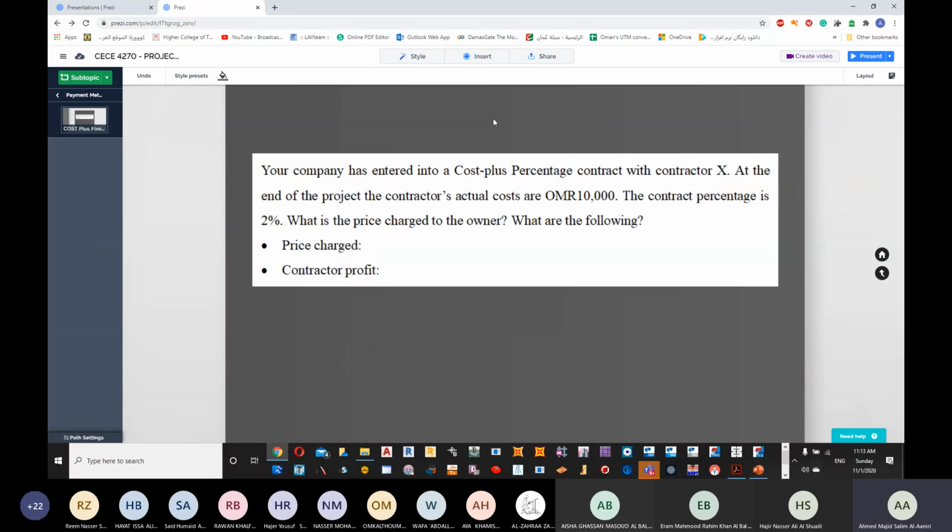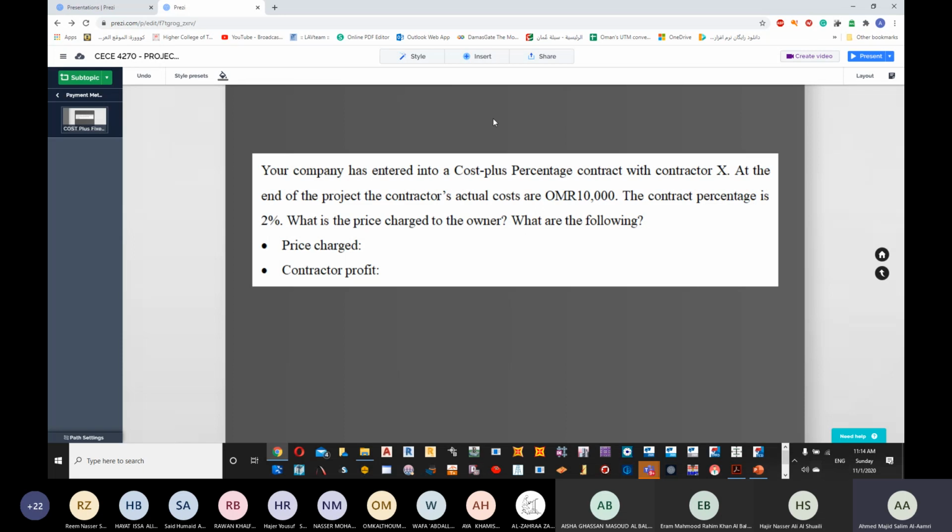Now, if you see this question, it says: your company has entered into a cost plus percentage contract with contractor X. At the end of the project, the contractor's actual costs are 10,000. The contractor percentage is 2%. What is the price charged to the owner? Okay. And what is the contractor profit?